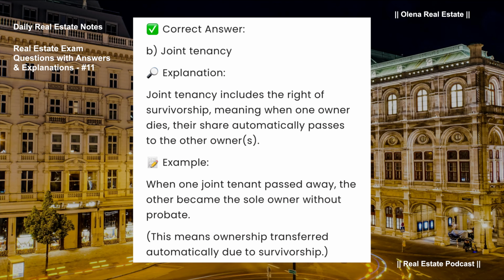Joint tenancy. Joint tenancy includes the right of survivorship, meaning when one owner dies, their share automatically passes to the other owners. For example, when one joint tenant passed away, the other became the sole owner without probate. This means ownership transferred automatically due to survivorship.